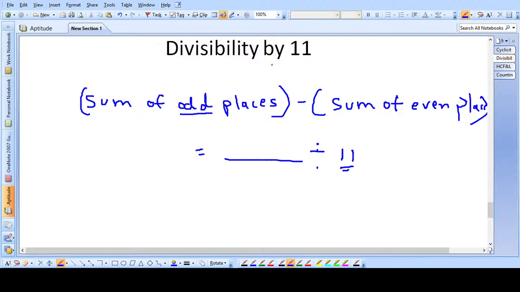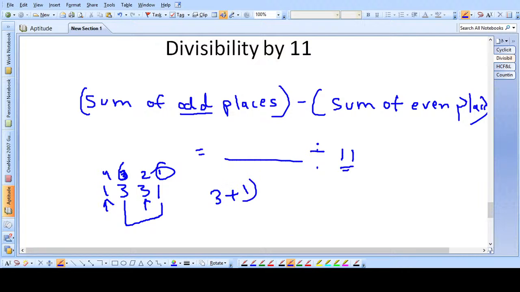Let's quickly take one example. I will take 1331. What are the digits on the odd places? Start from here, 1 2 3 4. Sorry, these are the odd places. Take the sum of the odd places, so 3 plus 1. And take the sum of the numbers which are in even places, so these are 1 plus 3. And what is the difference? It's 0.